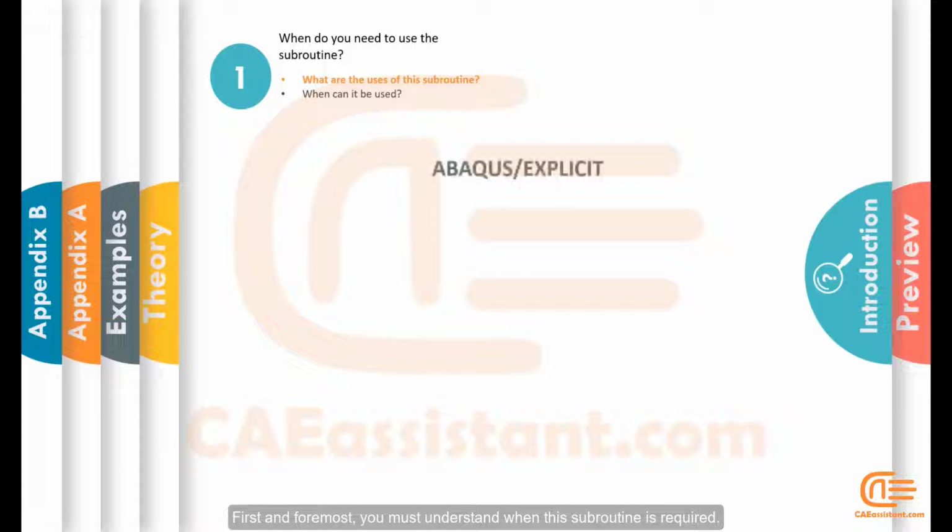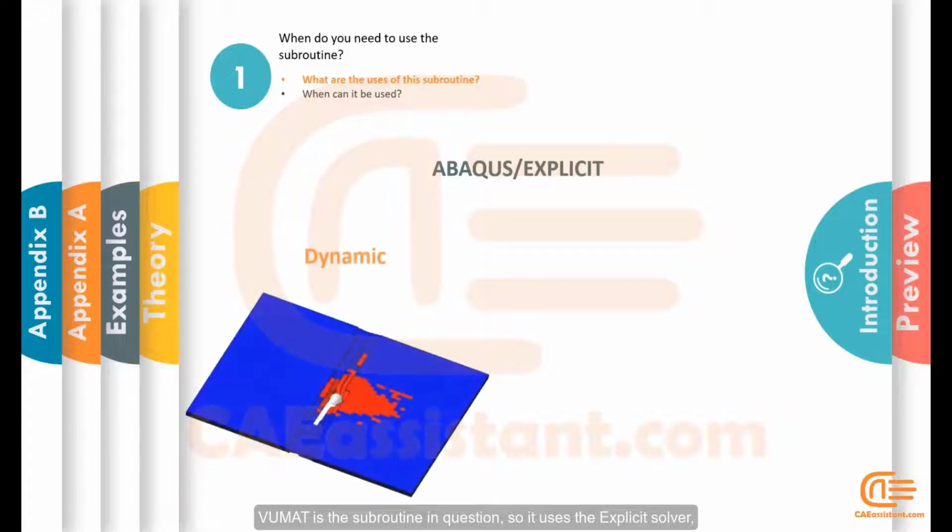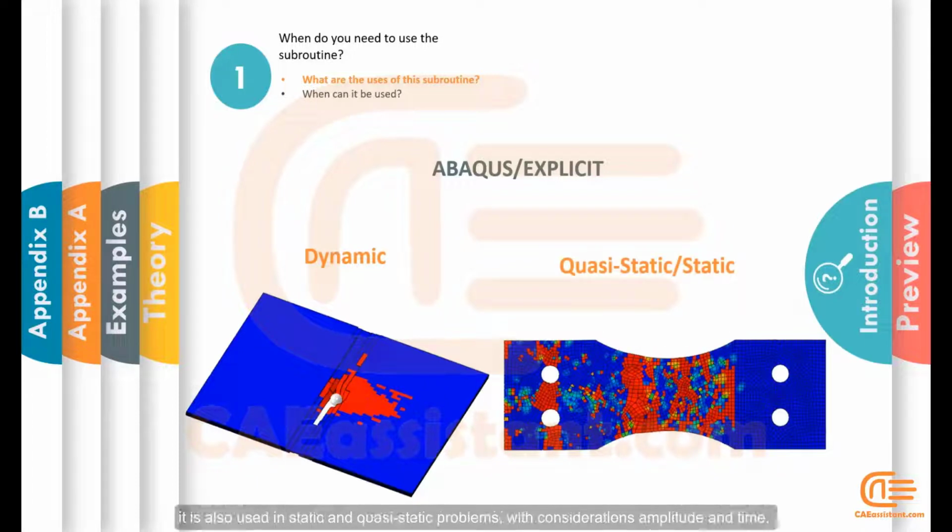First and foremost, you must understand when this subroutine is required. VUMAT is the subroutine in question, so it uses the explicit solver, and in addition to being used in dynamic problems, it is also used in static and quasi-static problems with considerations of amplitude and time, resulting in comprehensive use of this subroutine in solving problems.